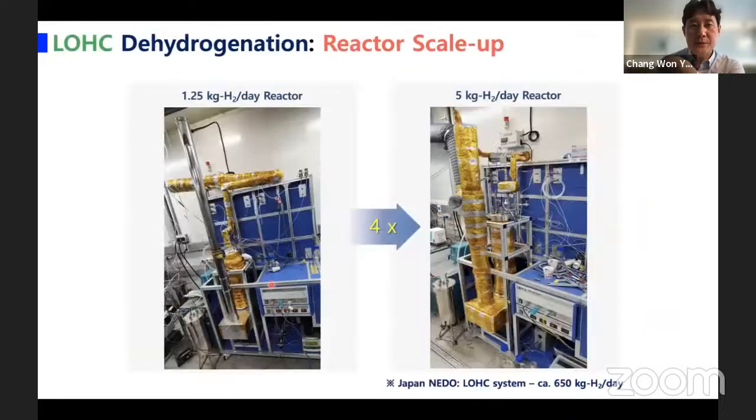And based on these materials, we developed the reactor shown here. This dehydrogenation reactor scale is about 1.25 kilograms of hydrogen per day. And based on this data, we scaled up here. And this is a dehydrogenation reactor producing 5 kilograms of hydrogen per day. So we successfully demonstrated these LOHC materials and the dehydrogenation reactor.